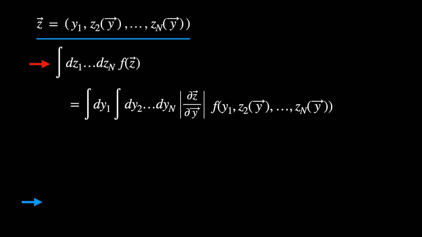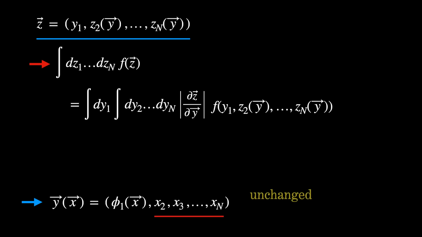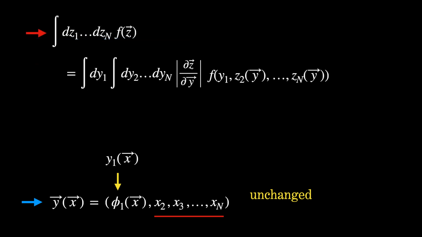Now, let's make the transformation from y to x according to the second map below. This time, it's the components 2 to n that are unchanged, while the first component is transformed by the arbitrary function phi1. It's probably more intuitive to notate this as y1 of x. The integrals y2 to yn would then be unchanged. Let's move them outside and move the integral y1 inside.